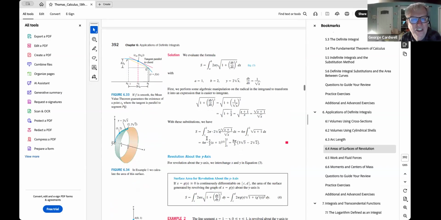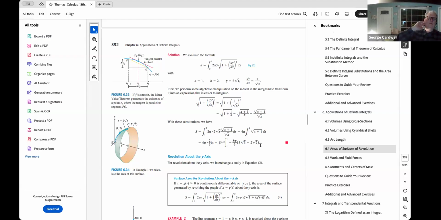Okay. So now he's got S equals the integral from 1 to 2 of 2 pi times 2 root x times square root of x plus 1 over root x. Well, notice the root x cancels. 2 times 2 is 4 pi, so he factors 4 pi out, cancels the root x's, and now you've got 4 pi integral from 1 to 2 of square root of x plus 1 dx. Okay. You work that integral out, you get 4 pi times 2/3 (x plus 1) to the 3/2 from 1 to 2. Plug in 2 and 1, you get this.